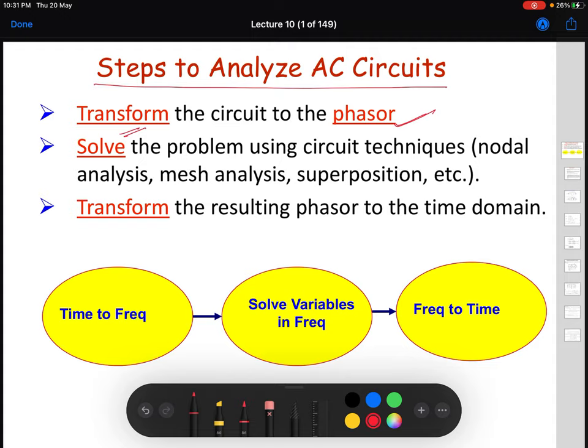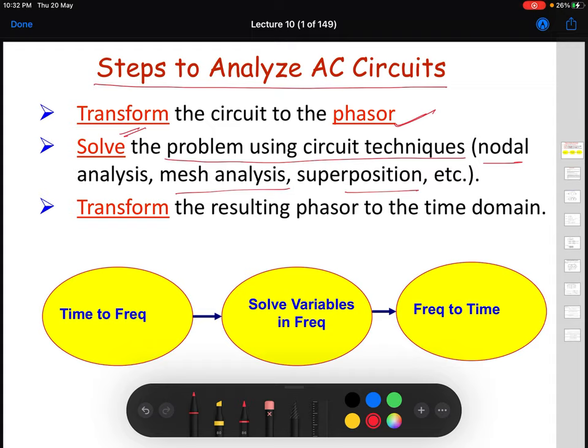That means all the sinusoidal quantities, sources, etc., are changed to phasors, and all the impedances, inductances, capacitors and resistances are put into complex form. So that is basically the transformation. That is, a circuit gets transformed. We'll see an example. Then you solve that problem using circuit techniques like nodal analysis, mesh analysis and the superposition theorem. Everything is applicable as it is in a DC circuit.